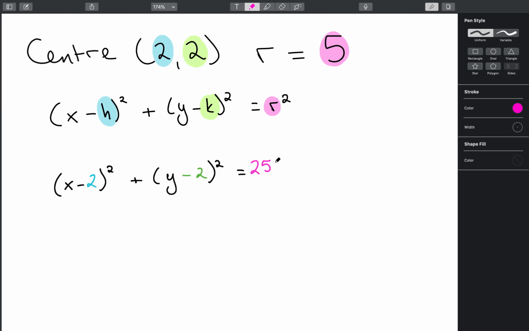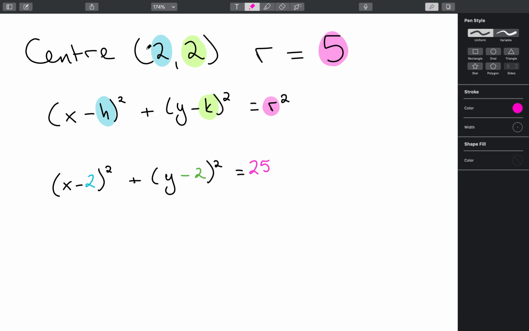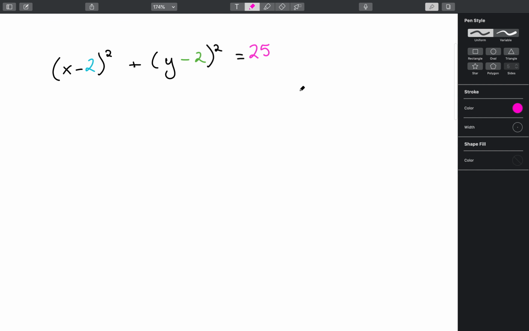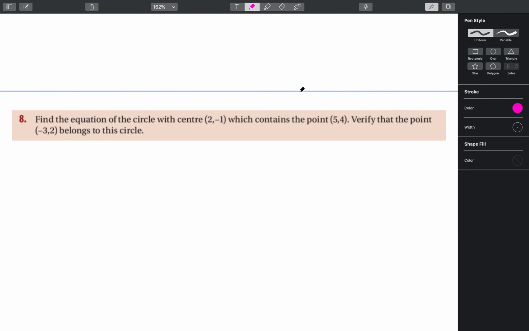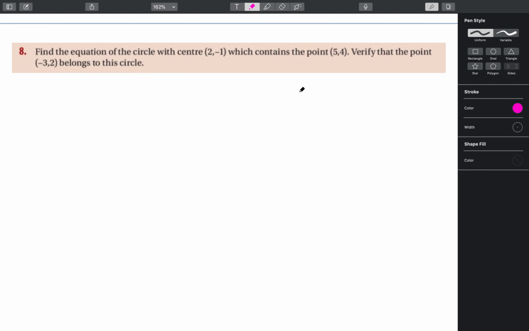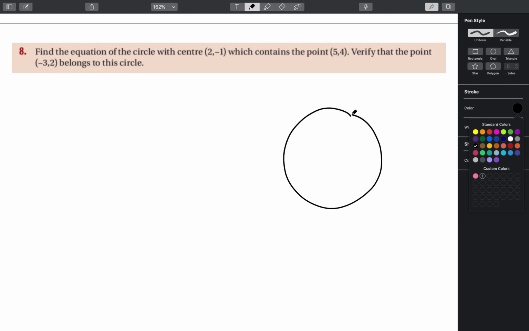So for any equation of a circle, we need two things. You need the center and you need the radius. Now, obviously, it's going to get a little bit trickier than that. So this is where we left off today. So we were looking at, what about if we know the center and we know a point on the circle, but we don't know the radius? How would we get the equation of the circle there?